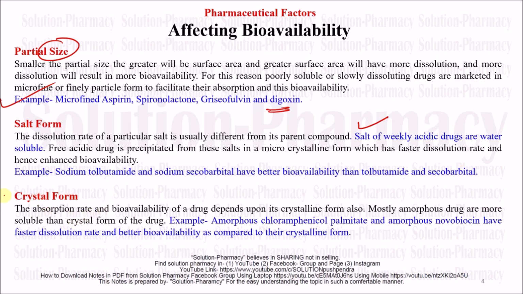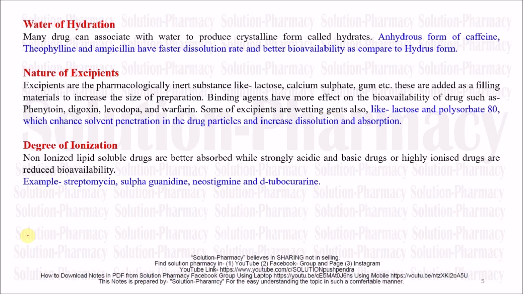The next point is crystal form. The absorption rate and bioavailability of any drug depend on its crystal form also. Mostly amorphous drugs are more soluble than the crystalline form. This is an important line, you should remember it, because the amorphous form requires less energy to break down, whereas the crystalline form requires higher energy to break down. That is why the rate of absorption and dissolution is faster for amorphous drugs. Examples are amorphous chloramphenicol palmitate and amorphous novobiocin, which have a faster dissolution rate as compared to the crystalline form.